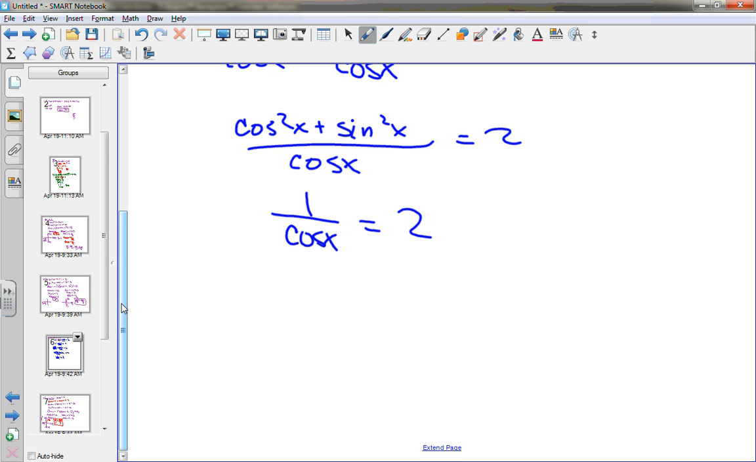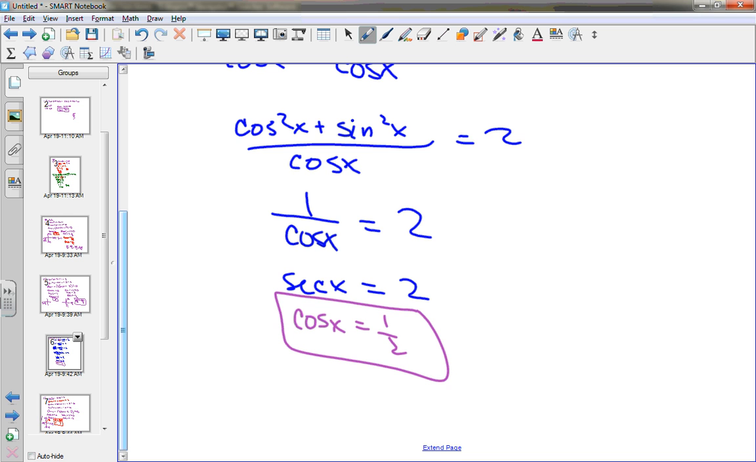That is secant, and I'm going to write that down. But if I know that secant is 2, then what do I automatically know? That cosine is 1/2. Our brain works in terms of sine and cosine, correct? Our brain does not generally work in terms of secant and cosecant, correct? Because that's not what's on a unit circle.